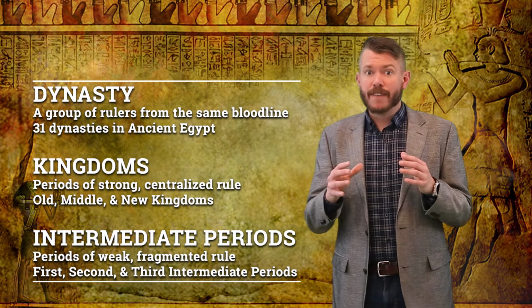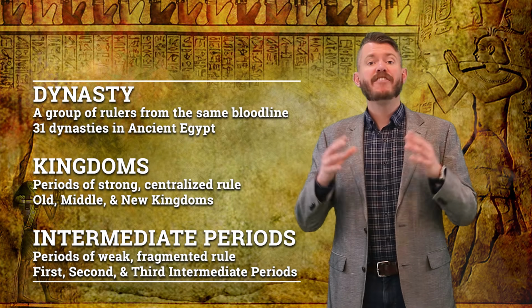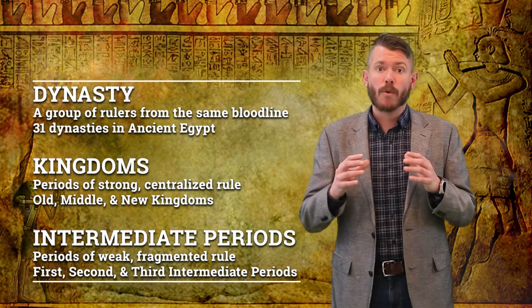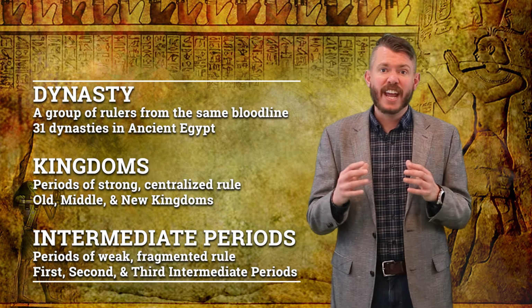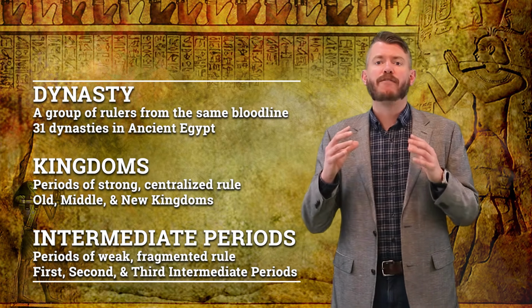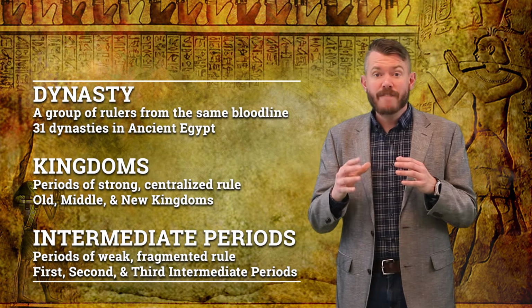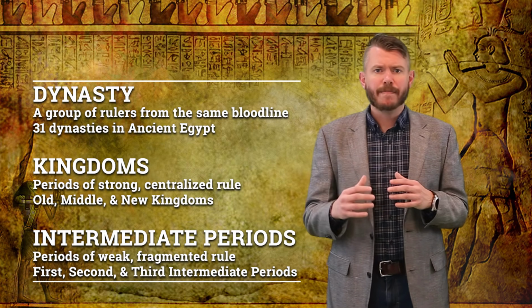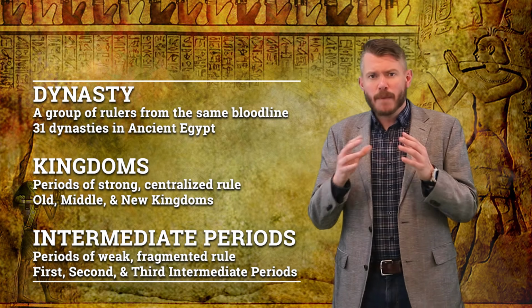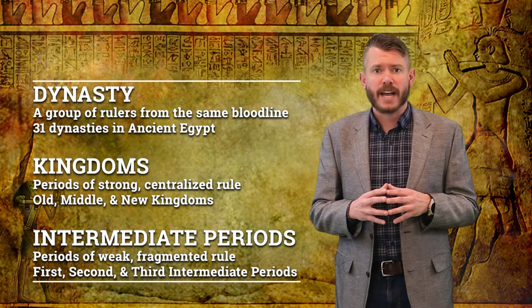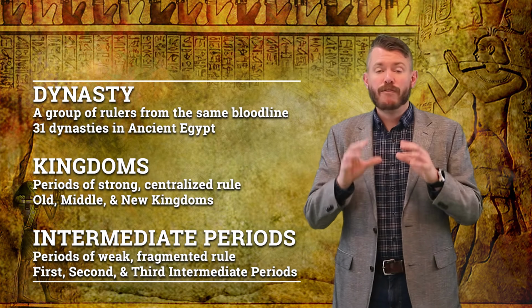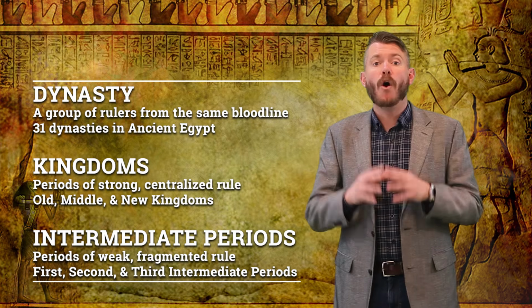Now, modern scholars have also invented the idea of kingdoms, or groups of dynasties where royal power was strong, consolidated, and where Egypt really flourished. They also invented intermediate periods, where royal power was weak and fragmented, and some would say that Egypt suffered during these times. So keep these terms in mind as we move forward, because we're going to be using them all quite a bit.